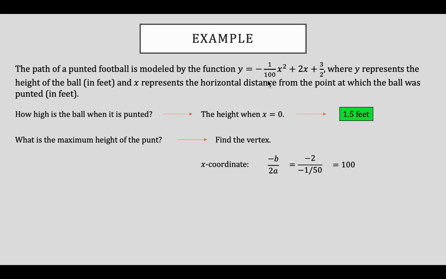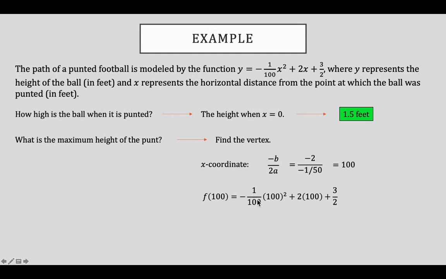Is that the maximum height? No. Think about what x represents. x represents the horizontal distance from the point at which the ball was punted. So this is not our answer. This is where the vertex is occurring, where it reaches its maximum height, the x value. But to find the maximum height, we need to find the corresponding y. y represents the height of the ball. So to do that, we need to evaluate f of 100. That means we just plug in 100 for x.